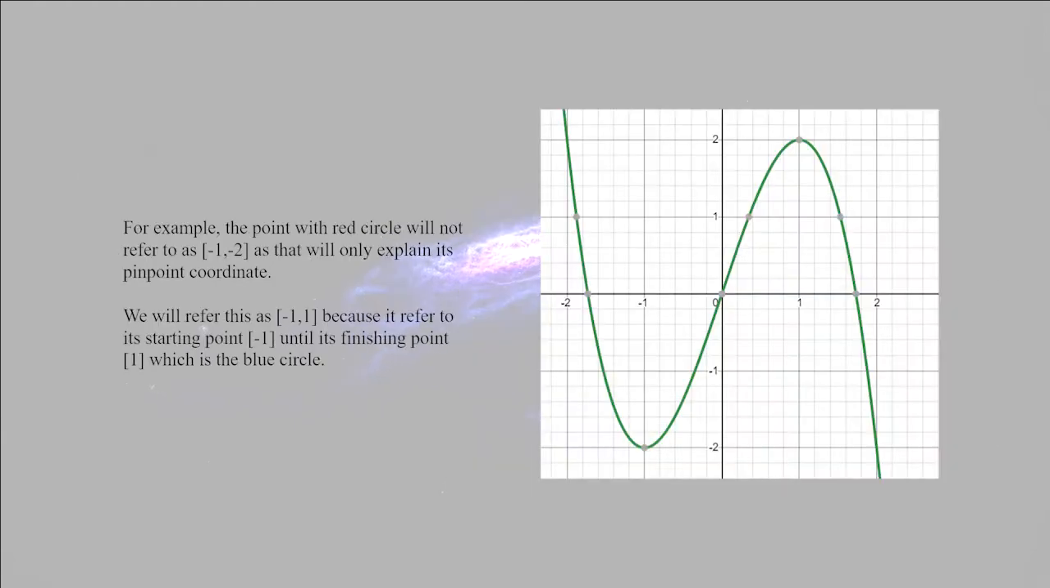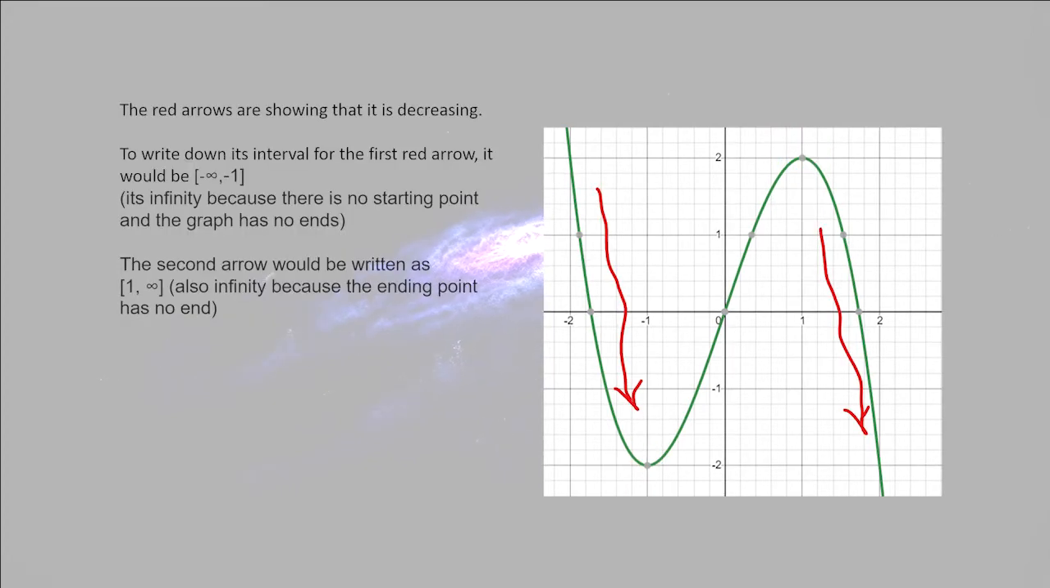As you can see, we will not refer to the red circle as -1 and -2, as that will only explain its pinpoint coordinate. We will refer to this as -1, 1 because it will refer to its starting point, the -1, until its finishing point, number 1, which is the blue circle. The red arrows are showing that it is decreasing.